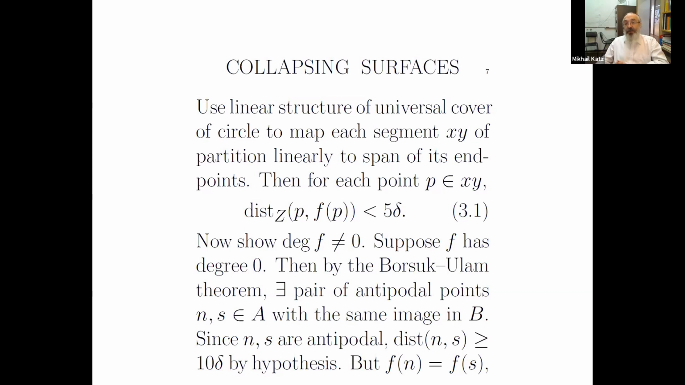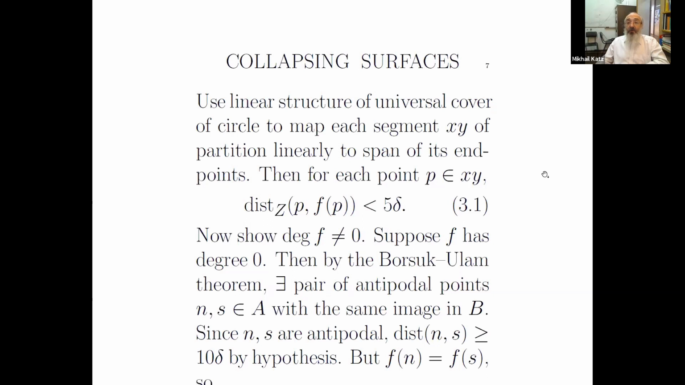And also, by the triangle inequality, the distance between every point and its image is at most 5 delta. So it's still tiny. Okay, so now we're ready to show that the degree of the map that we just constructed is non-zero. Suppose it has degree 0.